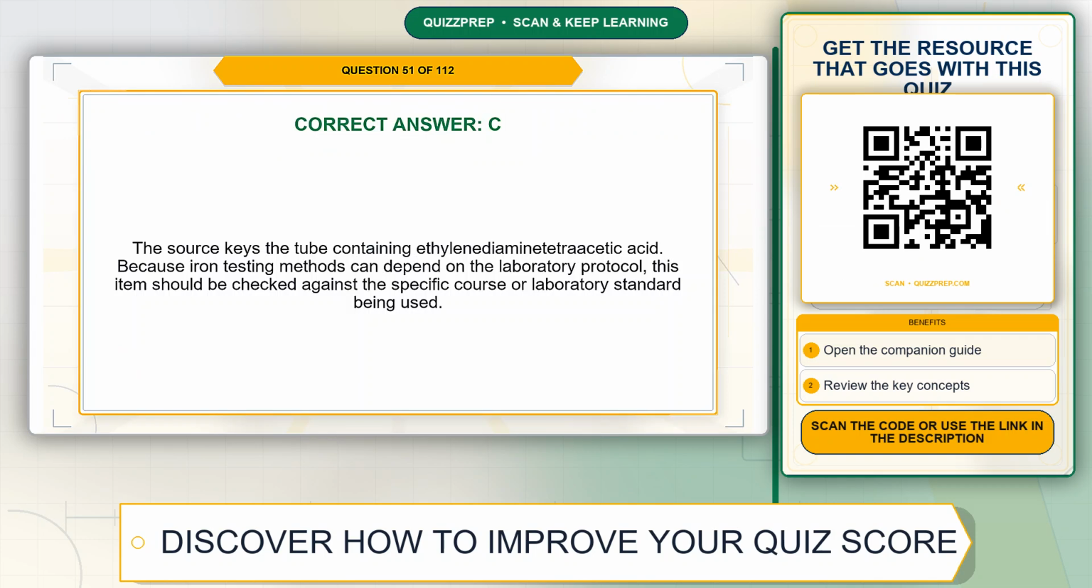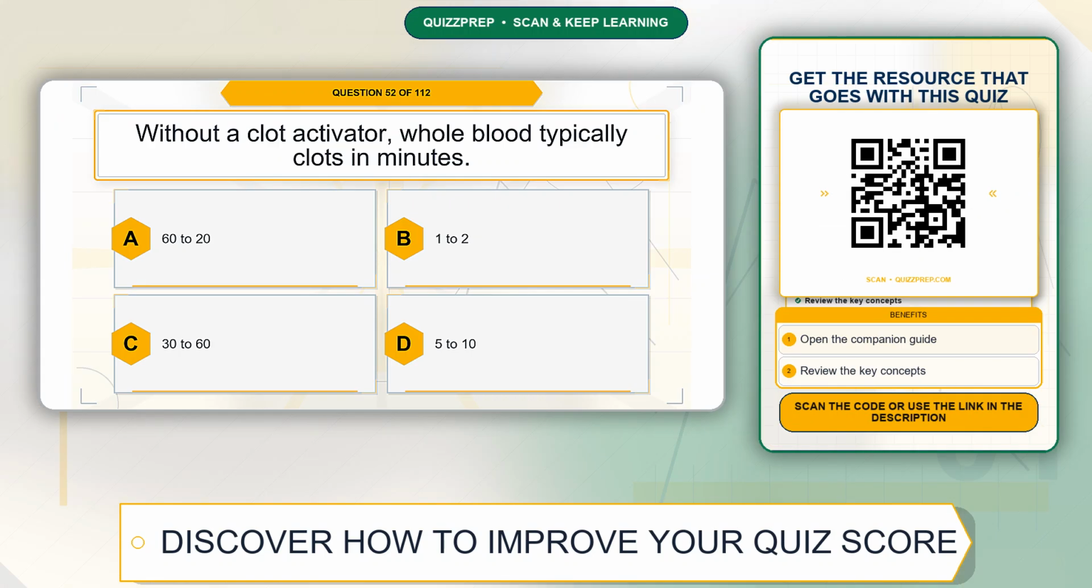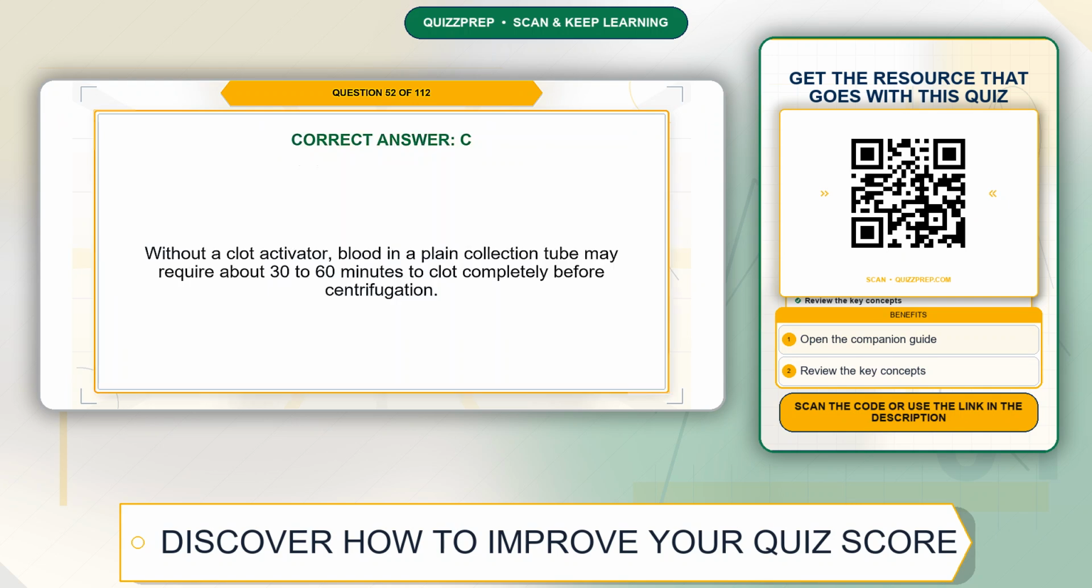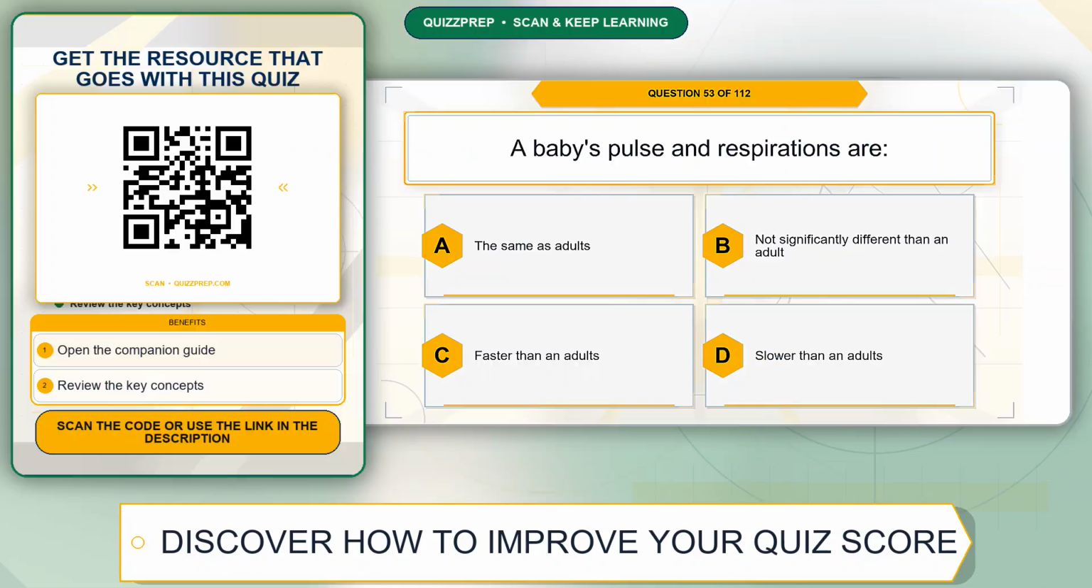Because iron testing methods can depend on the laboratory protocol, this item should be checked against the specific course or laboratory standard being used. Question 52. Without a clot activator, whole blood typically clots in minutes. Option A, 60 to 120. Option B, 1 to 2. Option C, 30 to 60. Option D, 5 to 10. The correct answer is option C, 30 to 60. Explanation. Without a clot activator, blood in a plain collection tube may require about 30 to 60 minutes to clot completely before centrifugation.